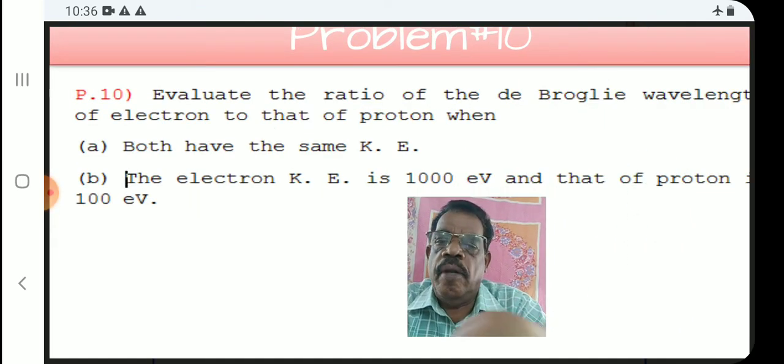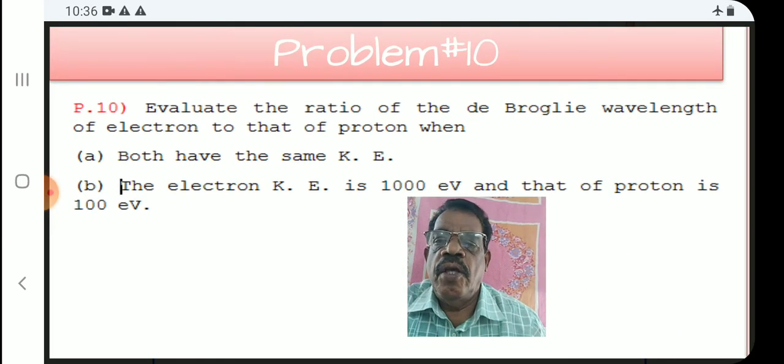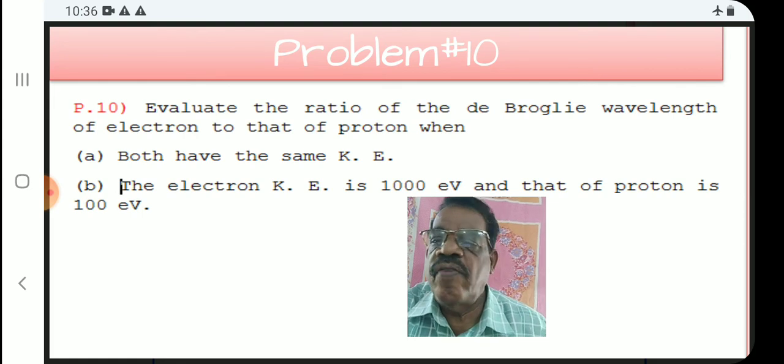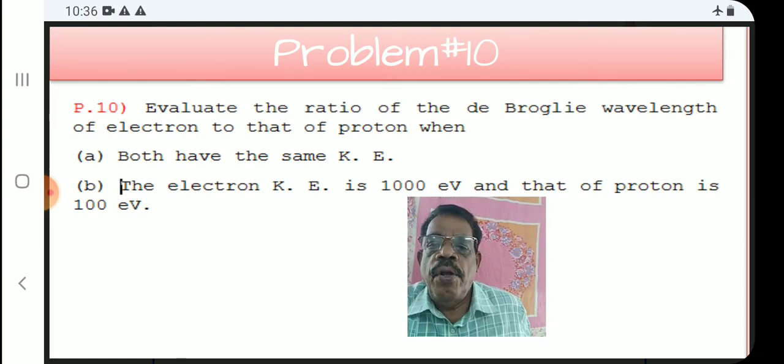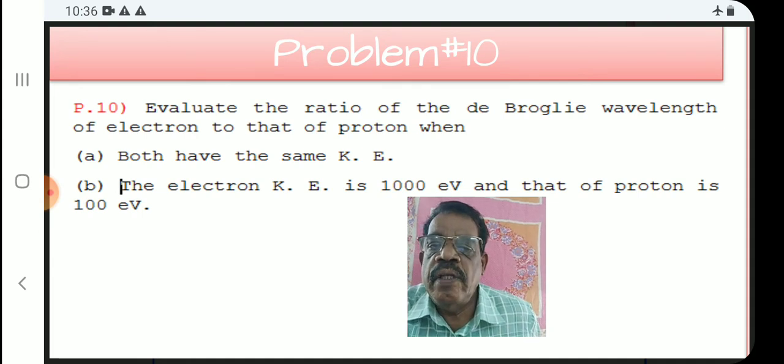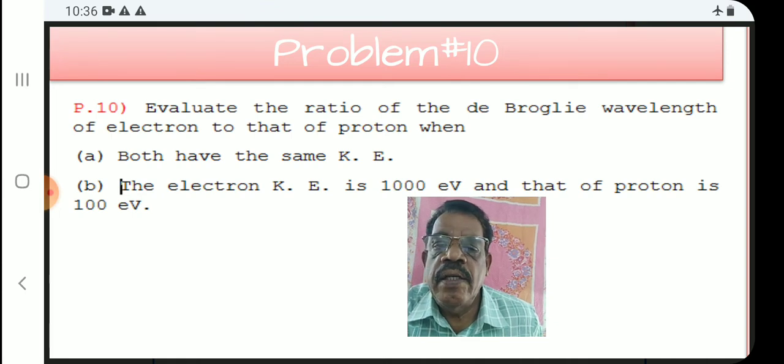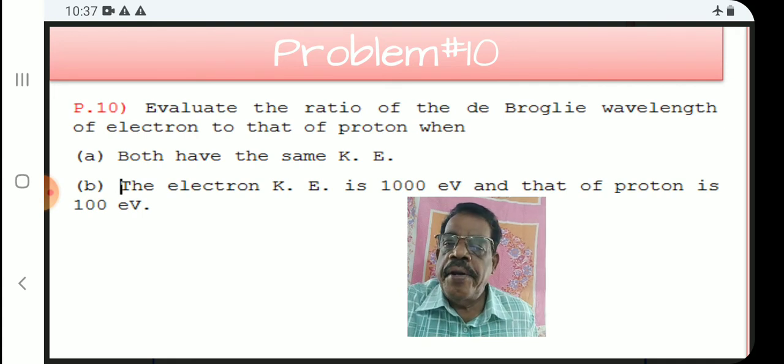Next problem. Evaluate the ratio of the de Broglie wavelength of electron to that of proton when both have the same kinetic energy. B. The electron kinetic energy is 1000 eV and that of the proton is 100 eV.